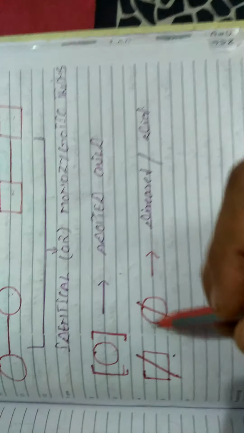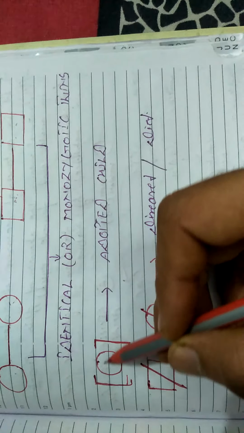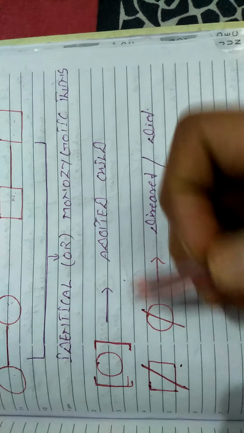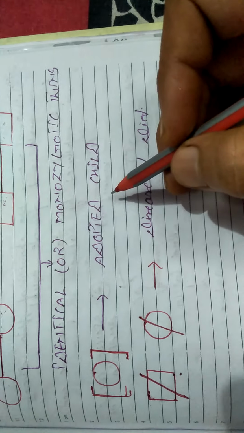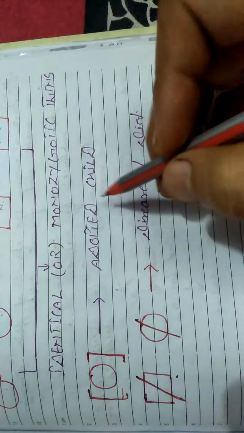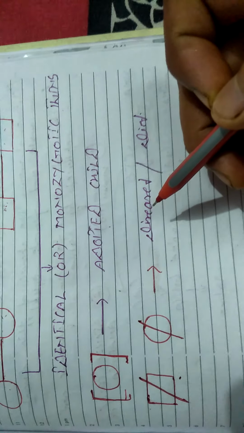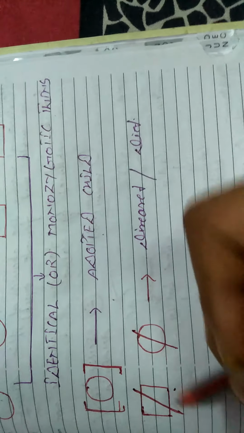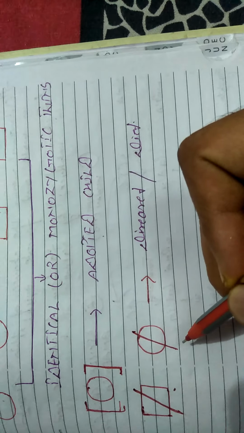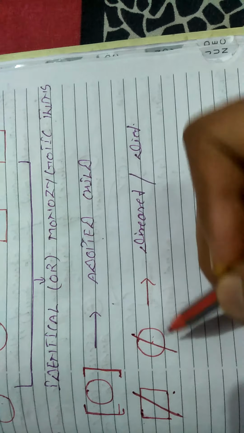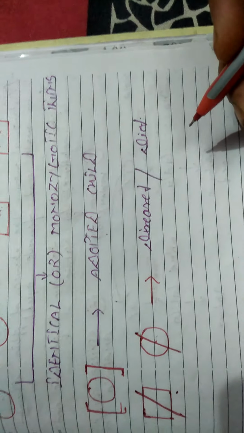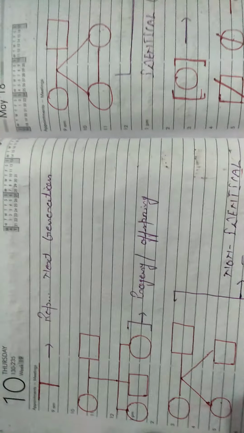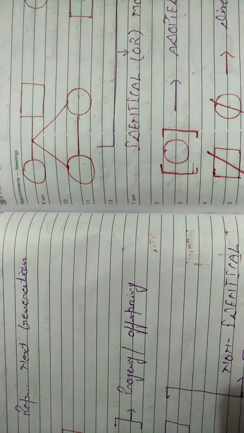Further, if the particular male and female are enclosed in a big bracket or long bracket, then it denotes an adopted child. If they have a tilted line across their symbol, then it denotes they have died. So these all important symbols are related to the pedigree analysis. Remember these all important symbols.